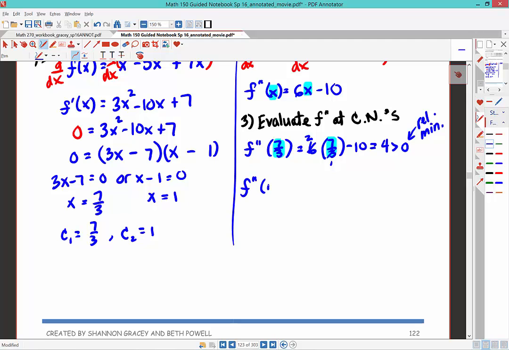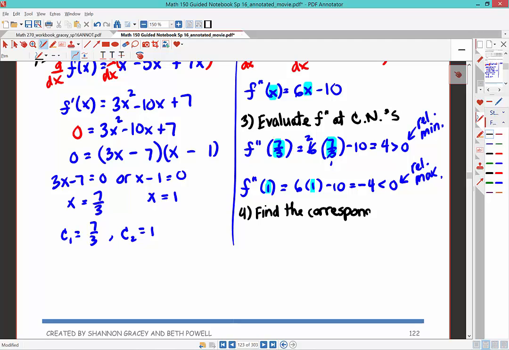And then f double prime at 1 is going to be 6 times 1 minus 10, which is negative 4, which is less than 0. And so this implies that since we're curving downward at the critical number 1 for the original function, that means that there's got to be a relative max there. All right? So now, what's the next step? We should find the corresponding y values so we can give the ordered pairs.